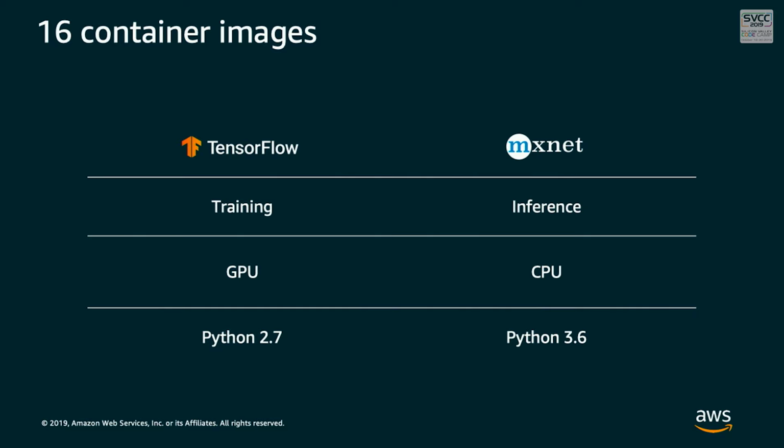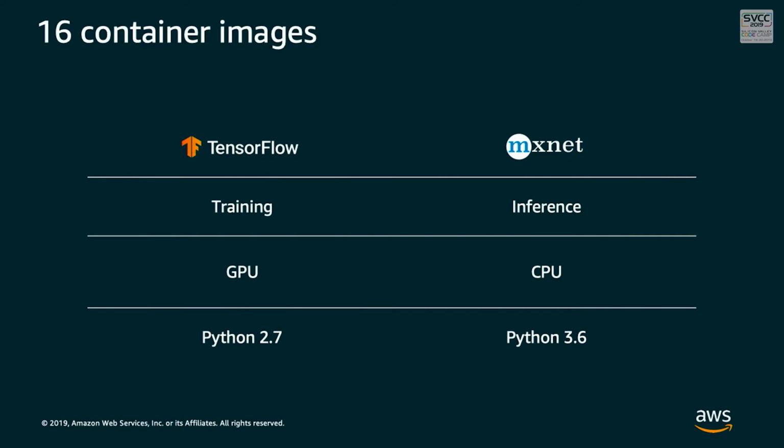How is the image different for training and inference? The kind of drivers and the kind of bundles that you need to incorporate are slightly different. Again, the idea is to optimize the image size, and if you bundle both training and inference, it's going to bloat up the image further. It's all about the modularity of the image.